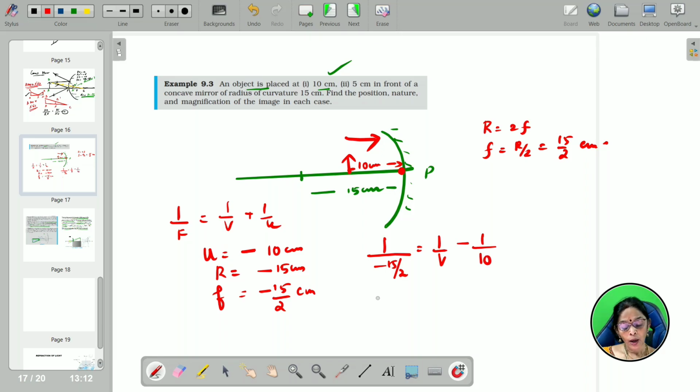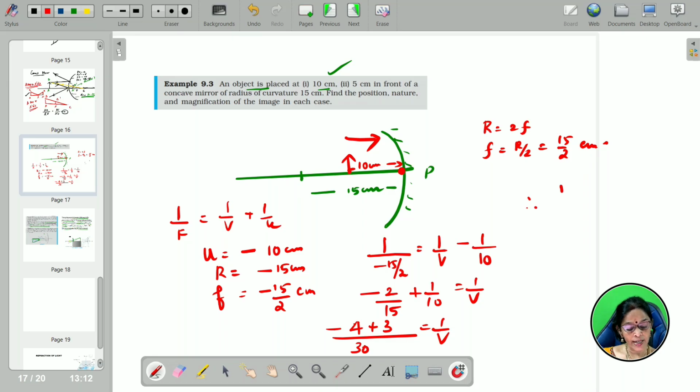So I am taking this as minus 2 by 15 is equal to plus 1 by 10 plus 1 by v. Now take the LCM, which is 30. So 2 into 4 plus 3 is equal to 1 by v. So what is v equal to? Minus 30 centimeter. So we found out the answer.